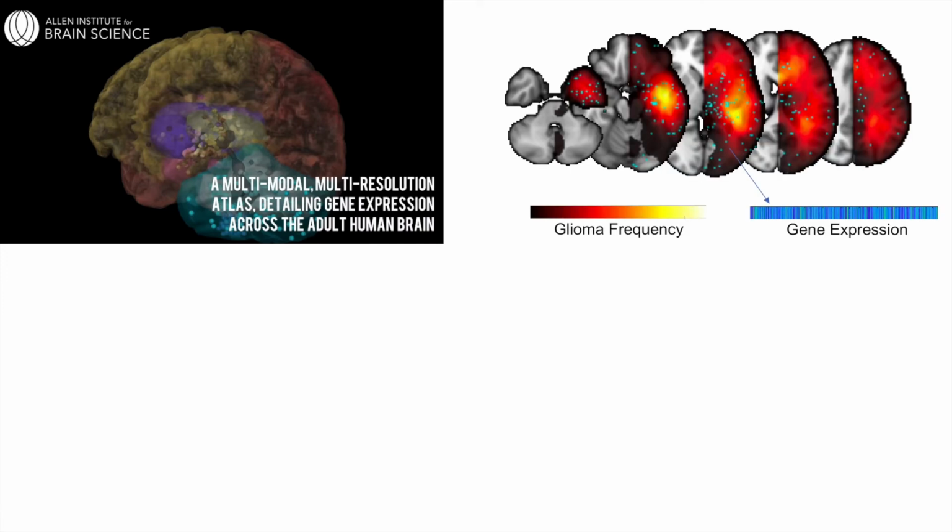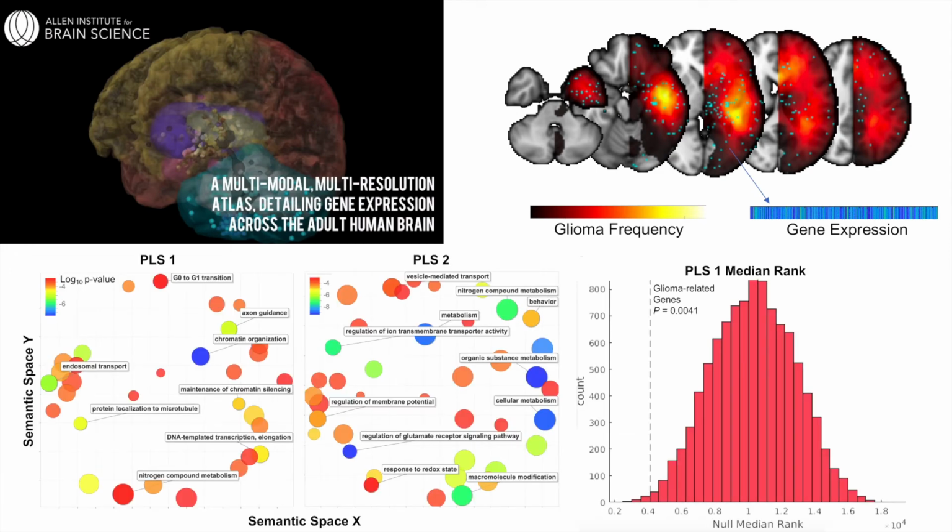Next, we leveraged an atlas of postmortem gene expression across the human brain to identify genes with spatial transcription patterns that matched our tumor distribution. We found 2 distinct components of gene expression which correlated with glioma frequency in the subcortex and cortex respectively. The first partial least squares component was enriched for genes involved in chromatin organization, while the second was enriched for genes involved in metabolism and synaptic signaling. Interestingly, the first PLS component was also enriched for a set of proto-oncogenes known to cause glioma tumors when mutated.